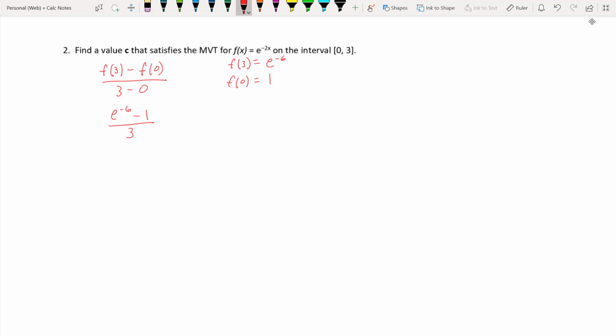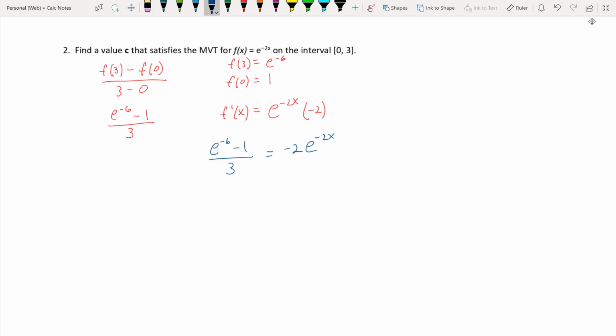And I'm going to go ahead and find the derivative here. So f prime of x is equal to e to the negative 2x times the derivative of the exponent, which is negative 2. And then I can set my derivative equal to my slope from the left. So if we do that, we get (e to the negative 6 minus 1) all over 3 equals negative 2e to the negative 2x. And I want to solve this for x.